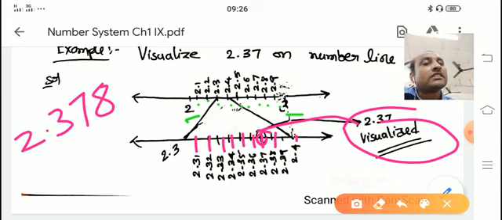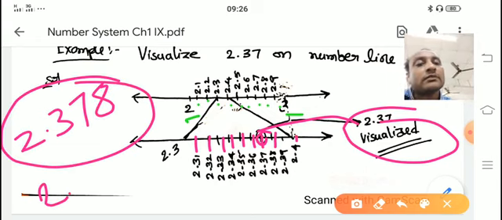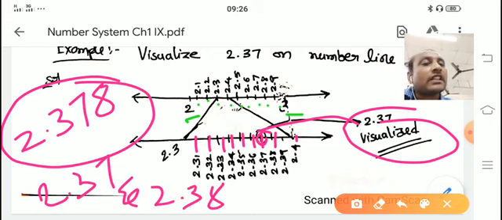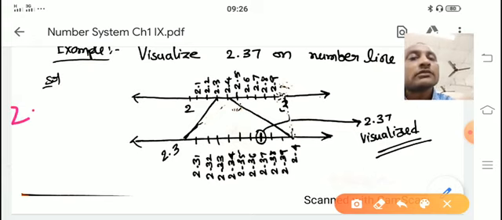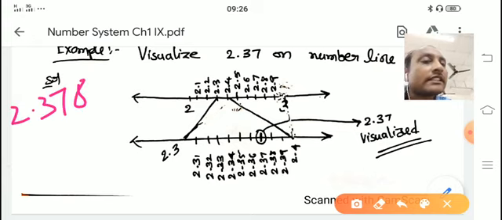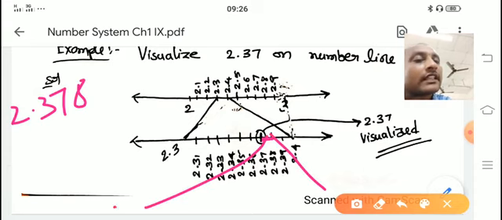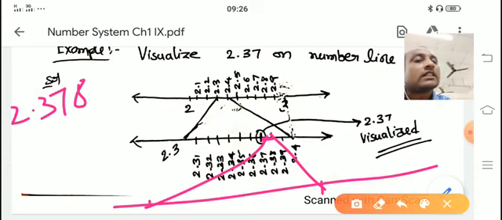If it is 2.378, that means it is in between 2.37 and 2.38. Means again you will have to visualize. For example, you wanted to denote 2.378. 2.378 will be between these two. So you will have to visualize again. You have to draw again. Put 2.37 here, 2.38 here, and again 2.371, 2.372, like that you will have to put.